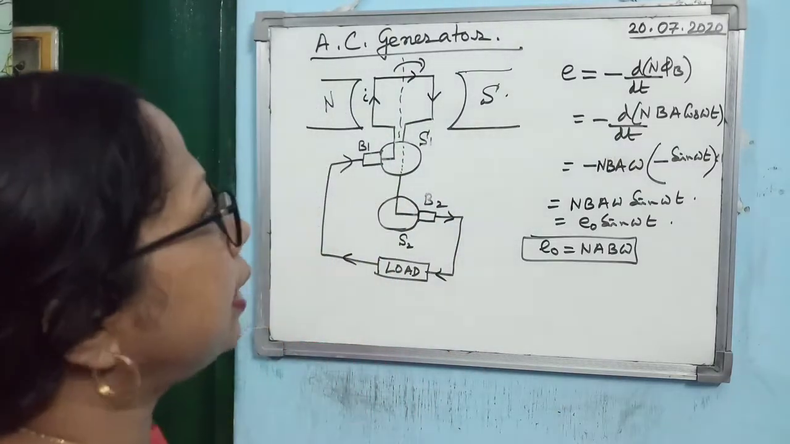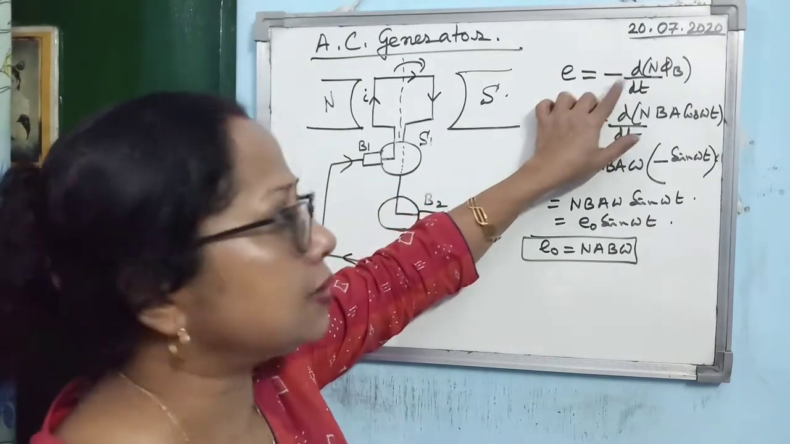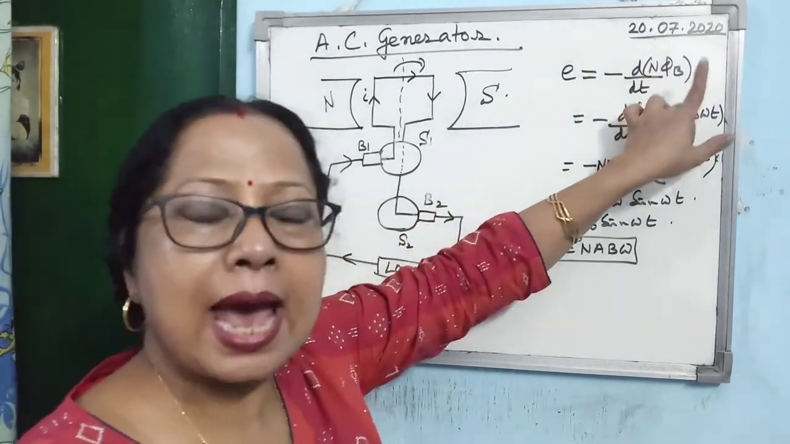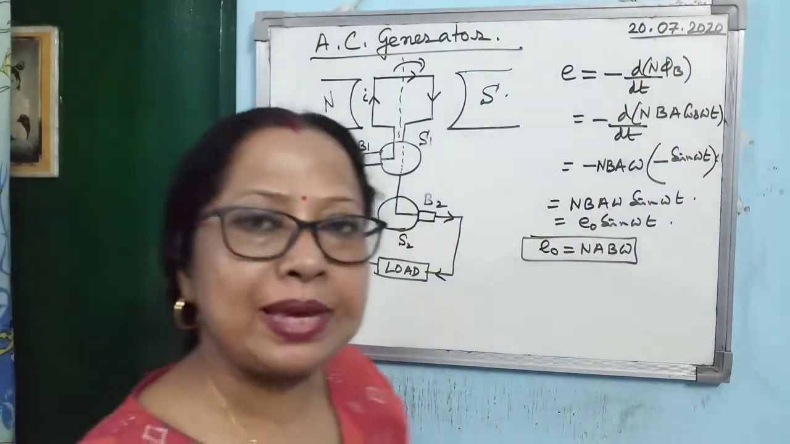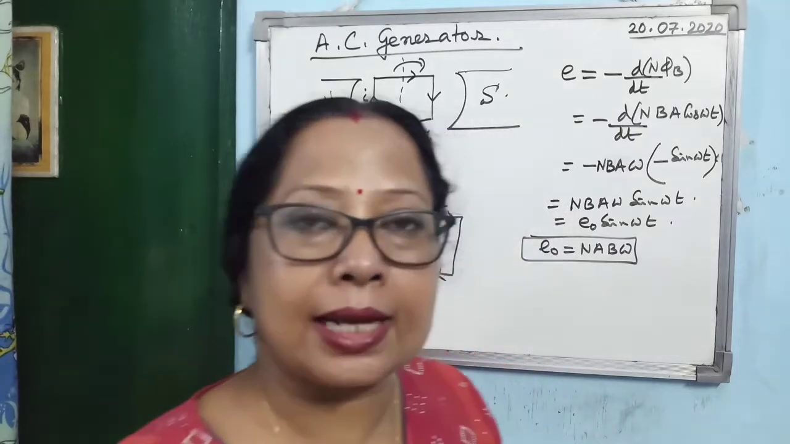And if you consider the mathematical expression, according to Faraday's law, E is given by minus d/dt of N phi B, and phi B you can write as B dot A, and B dot A is BA cos omega t.